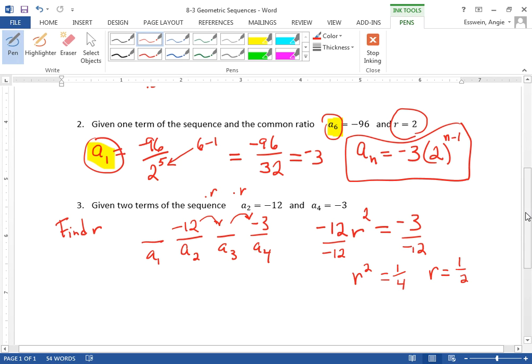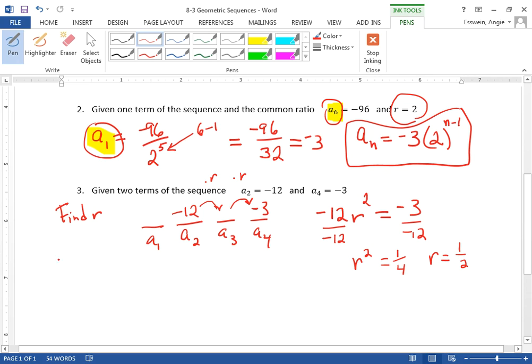So we know r, and now we still need the first term. To find the first term, we start with, say, the second term, right? And we have to back up 1. So instead of multiplying by our common ratio, we divide by our common ratio. So the first term is? Negative 24. Yeah, negative 24.